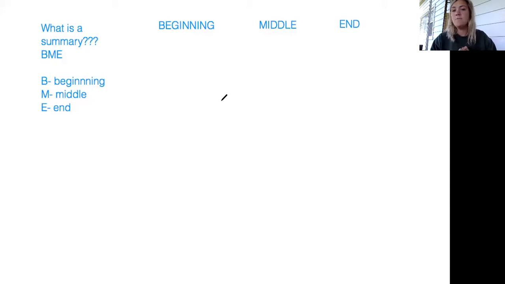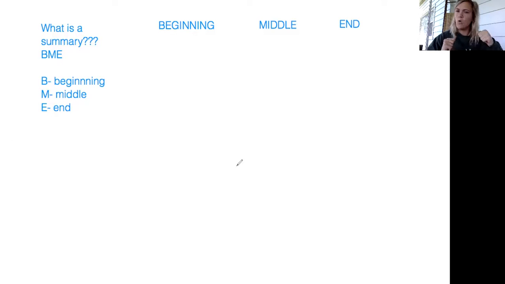We are going to use the acronym BME. B stands for beginning, so the beginning of the story. M stands for middle, the middle of the story, and E is the end of the story. So we have beginning, middle, end. 3 parts.